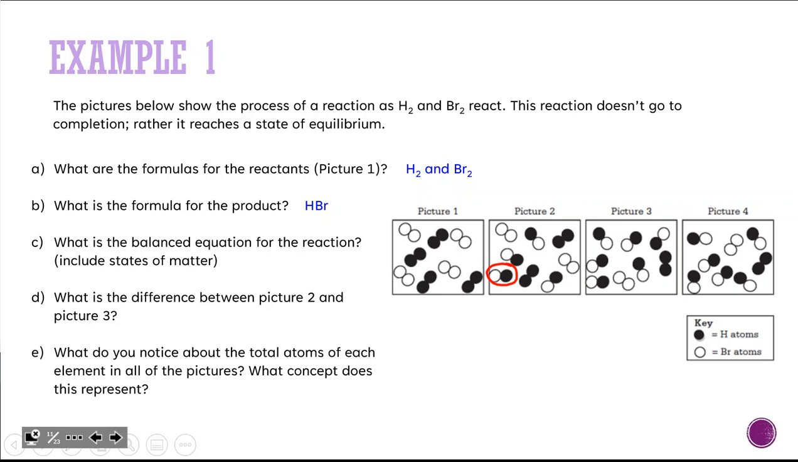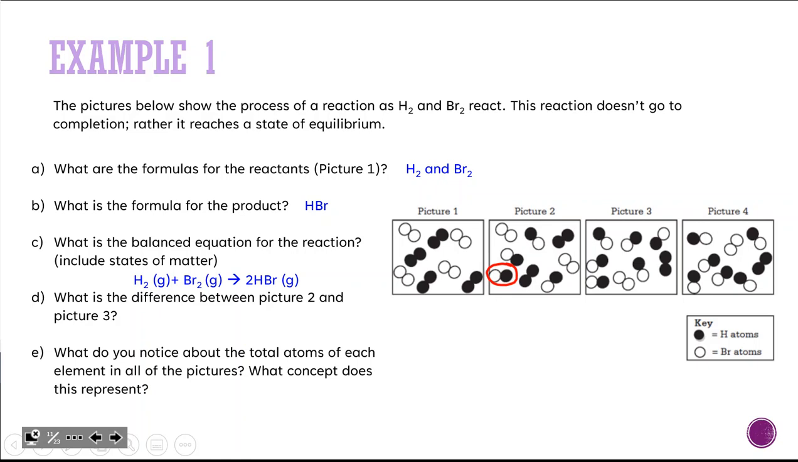So what is the balanced equation? Well, you would do your H2 plus Br2 gives you HBr, and then you would have to balance it with a 2 in front of the HBr. Now notice it says include phases of matter, so I'm using the context clues for that. As you can see in all of the boxes, although they are small, all of the molecules are spread out and filling it completely. So you would make the assumption that everything in there is a gas.